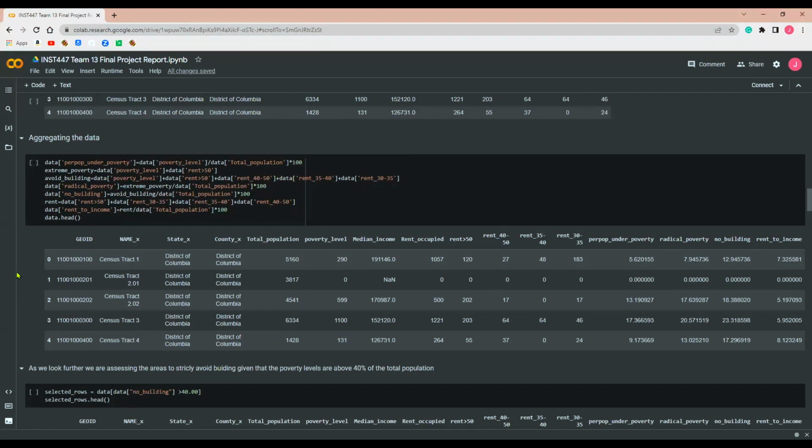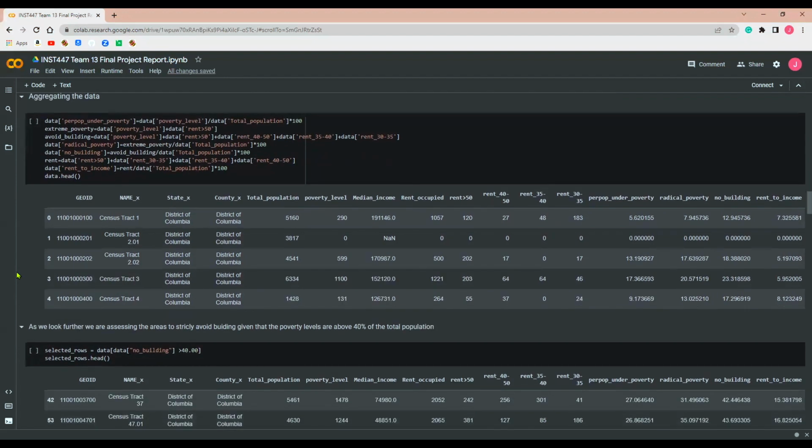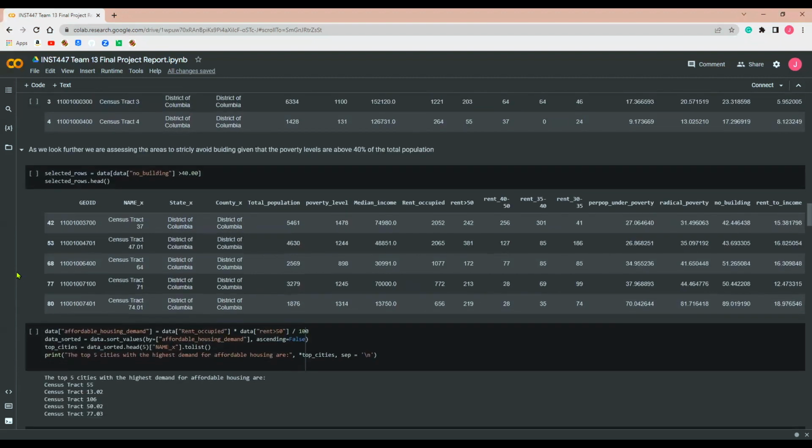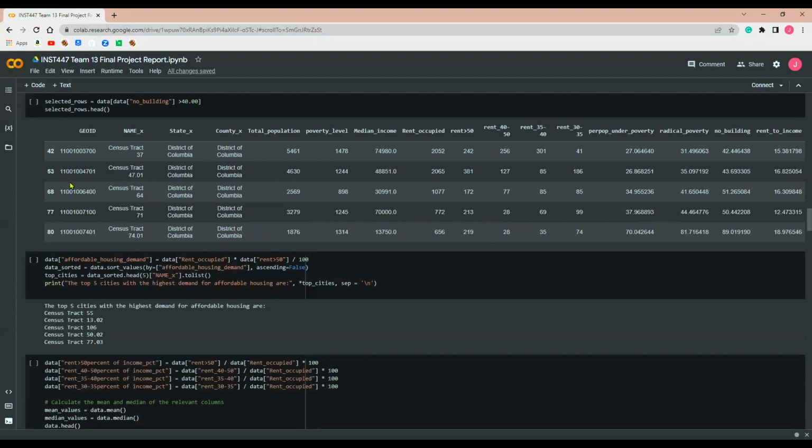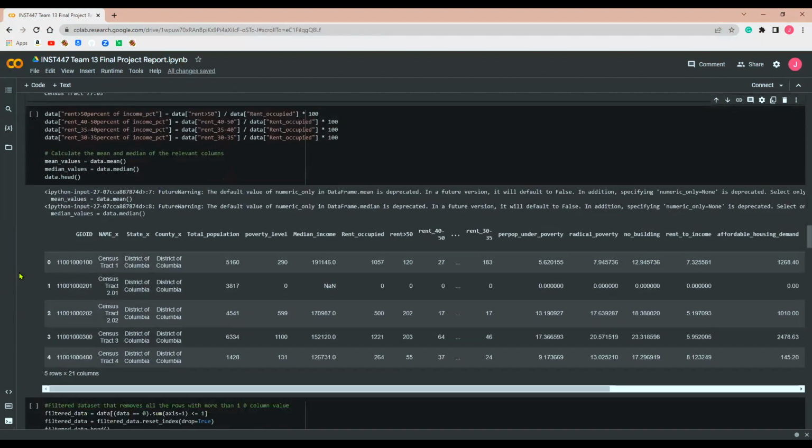At the same time, we compared extreme poverty, which was a combination of poverty levels and people who pay rent above 50%. We also got more important data sets by combining the poverty status and people who pay more than 30% in rent. We found selected data sets, which are places where poverty levels are above 40%, which are very critical areas to avoid in building. We also got the top 5 highest cities that need affordable housing based on the rent and the people who occupy those places.